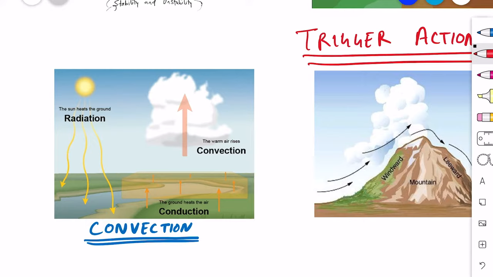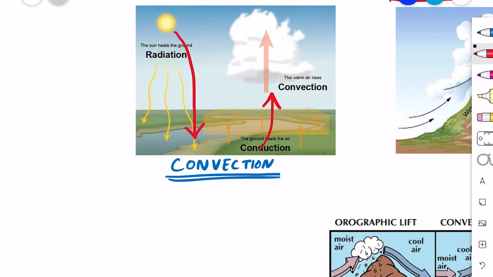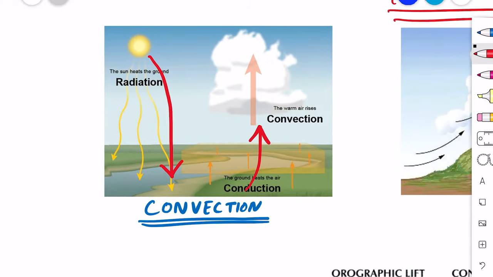So in convection, the sun heats the ground, and when the air starts to rise, clouds are formed. So the thunderstorms formed are isolated and mostly during the day. Isolated because the surface heating may not be uniform. That means on some places the ground would be very hot and somewhere the ground would not be very hot. So the thunderstorms will be isolated.